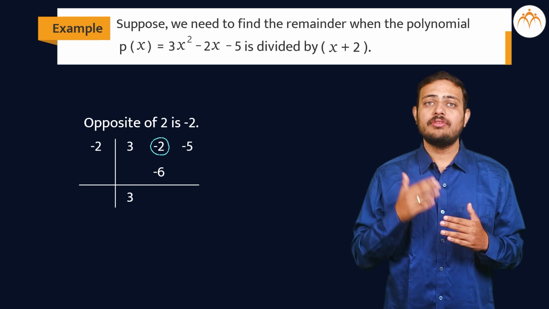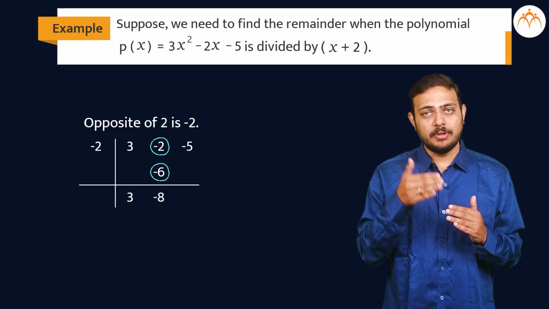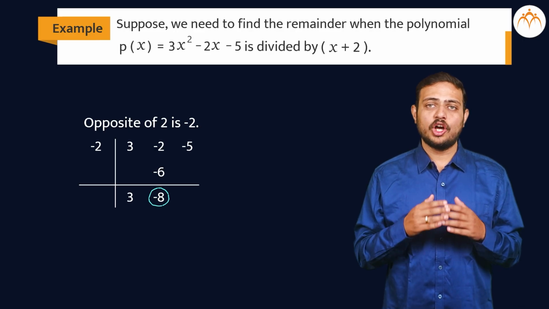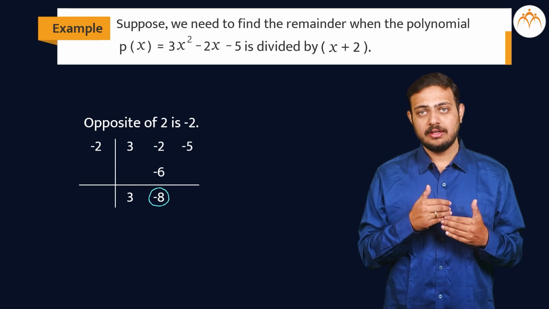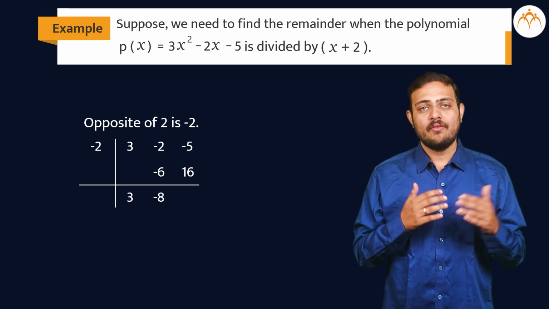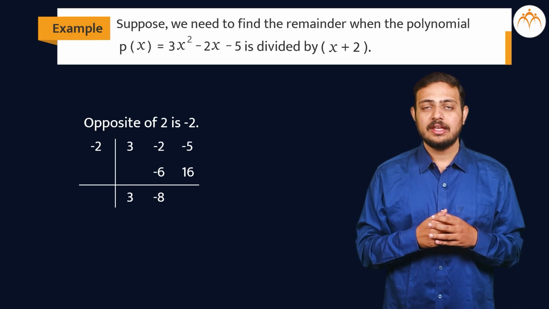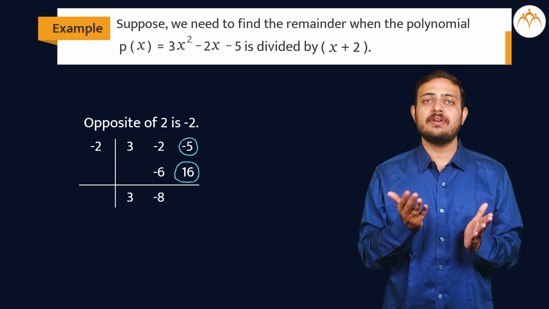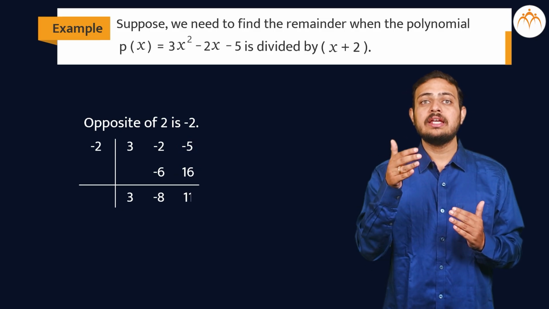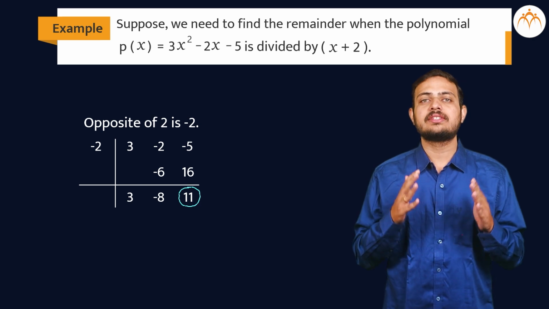Then the sum of minus 2 and minus 6, which is minus 8, is written below in the third line. The multiplication of minus 8 from the third line and minus 2 from the divisor gives 16, which is written below minus 5 in the second line. The sum of minus 5 and 16, which is 11, is written below in the third line. 11 is the remainder of this division.